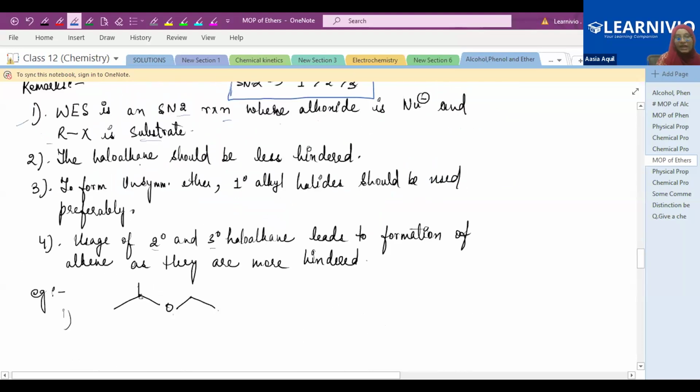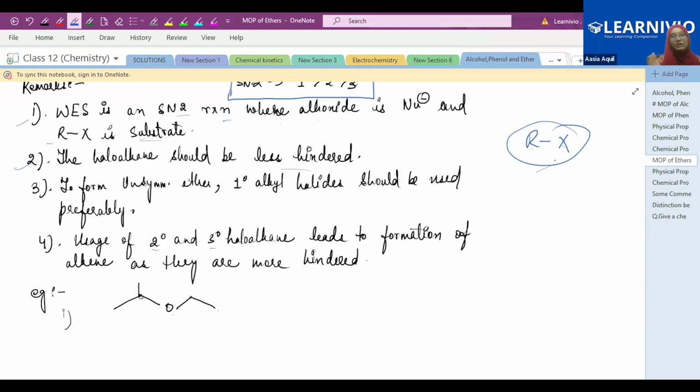Second thing, the haloalkane should be less hindered. There should not be too many bulky groups present in the haloalkane. So you will prefer the primary halide, because see this is your RX. RX is a primary halide, meaning only one group is attached to the halogen-bearing carbon. So this is less hindered, there is no bulky group present. The substrate for this reaction should be less hindered, meaning you should prefer the primary one.